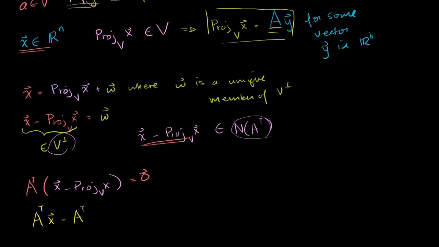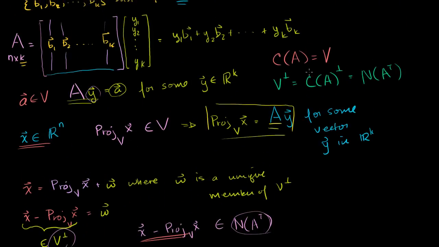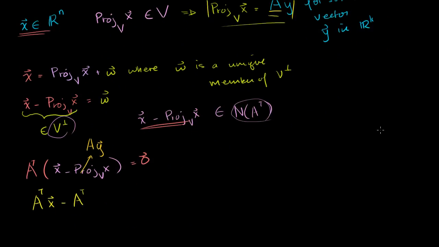So I'm going to distribute the A transpose times x, and then minus A transpose times this thing. This thing I can write as A times some vector y. That is just a byproduct of the notion that the projection is a member of our subspace. Because it's a member of our subspace, it's going to be some linear combination of the column vectors of A. We saw that up here, so it can be represented in this way. So instead of the projection onto V of x, I can just write Ay. This thing and this thing are equivalent because this thing is a member of V. And then all of that is going to be equal to 0.